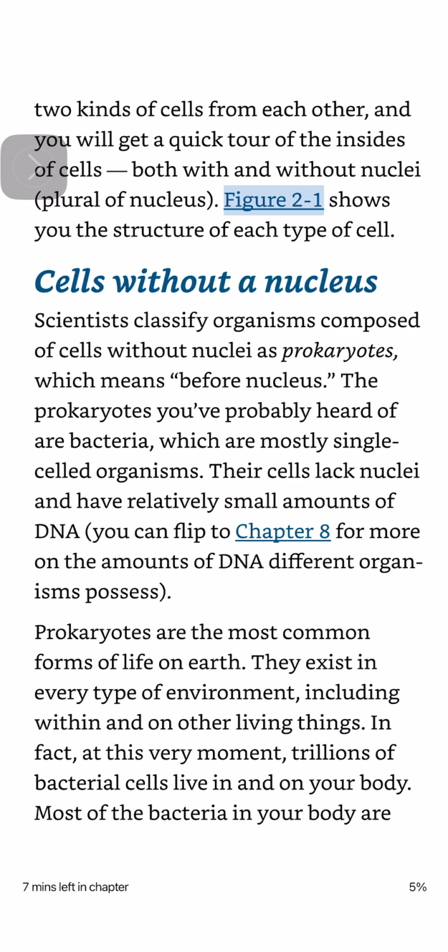Cells without a nucleus. Scientists classify organisms composed of cells without nuclei as prokaryotes, which means before nucleus. The prokaryotes you've probably heard of are bacteria, which are mostly single-celled organisms. Their cells lack nuclei and have relatively small amounts of DNA. You can flip to Chapter 8 for more on the amounts of DNA different organisms possess. Prokaryotes are the most common forms of life on Earth. They exist in every type of environment, including within and on other living things.